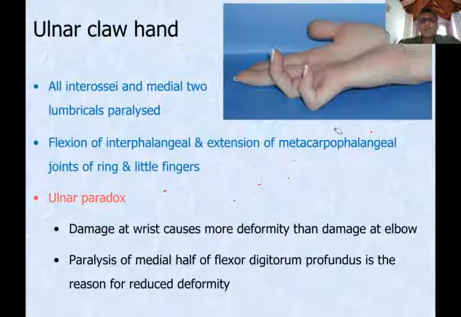The reason is, when you cut at the elbow joint, the medial half of the flexor digitorum profundus is also gone. Initially, the medial half of the flexor digitorum profundus supplied by the ulnar nerve was intact, because the damage was distal to that. Now, when it is cut at the elbow joint, the nerve supply to the medial half of the flexor digitorum profundus is also gone. Therefore, the flexion effect produced by the tendons of the flexor digitorum profundus is gone. Therefore, this interphalangeal flexion becomes less. So you see less clawing of the medial two fingers.